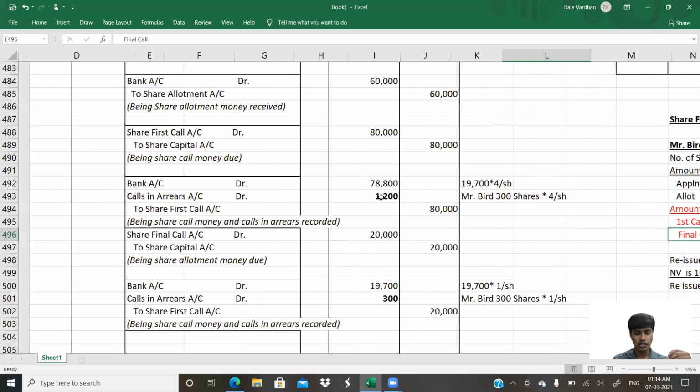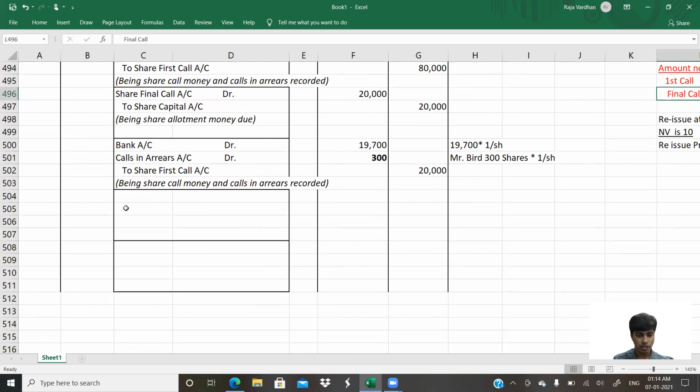Come on now. Let us do the journal entries for forfeiture. So first I'll write the journal entry for forfeiture. The journal entry for forfeiture is share capital account. Why? Capital is reducing. We are forfeiting that share. Share capital account debit. How many shares? 300 shares of rupees 10 each. Fully called up shares, isn't it? So it will become 3000.